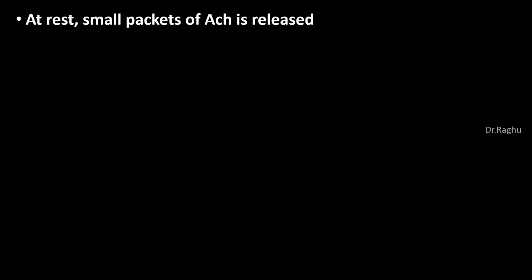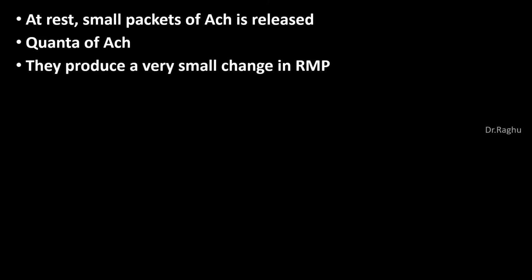Remember, even at rest, small packets of acetylcholine are released, even when the presynaptic membrane is not stimulated. These small packets are called the quanta of acetylcholine. They produce a very small change in the resting membrane potential amounting to 0.5 millivolt in amplitude. So even at rest, when I look at the potential changes, there are very small changes in the resting membrane potential amounting to 0.5 millivolts. This is happening even at rest, remember that.